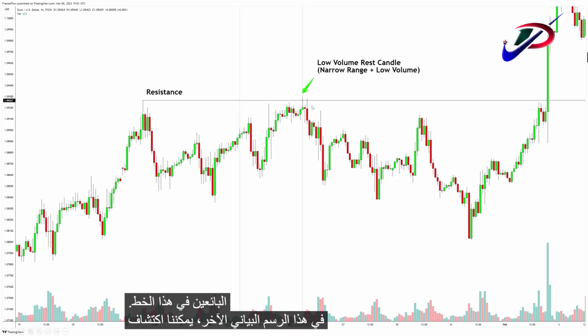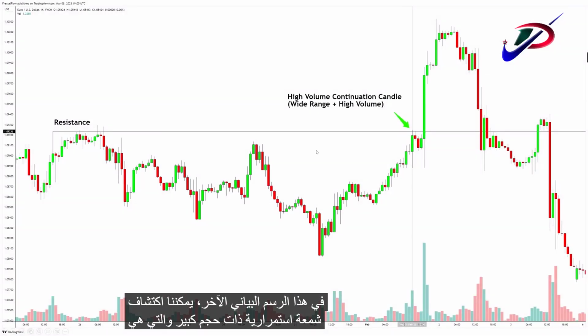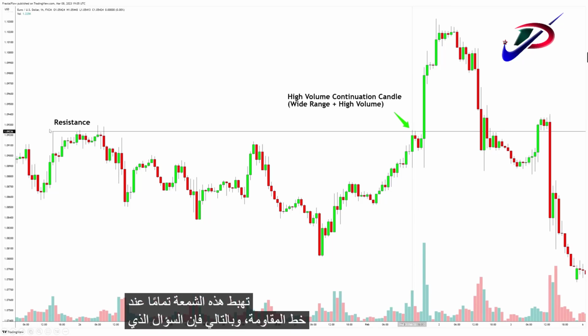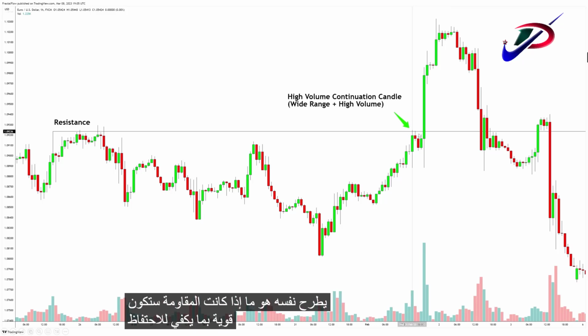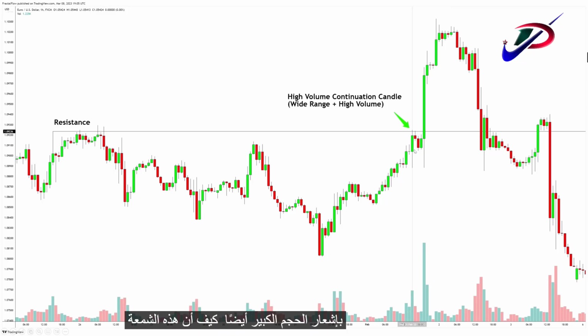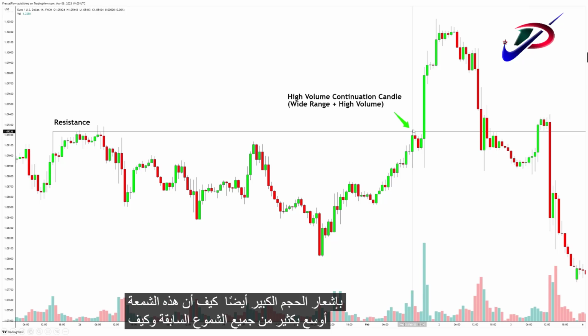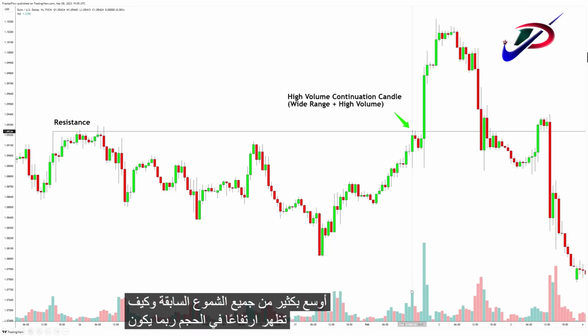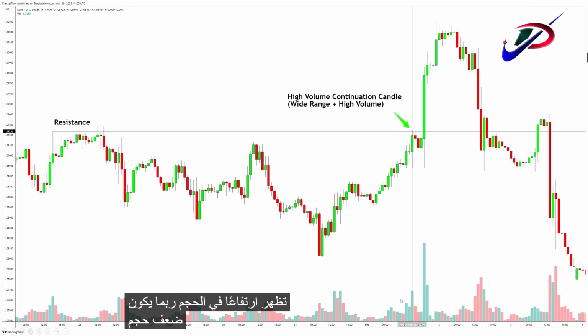In this other chart, we can spot a high volume continuation candle, which is simply the combination of wide range with high volume. This candle lands exactly at a resistance line, so the question that emerges is whether the resistance will be powerful enough to hold the high volume. Notice also how this candle is much wider than all the previous candles and how it shows a spike in volume, which is perhaps twice the volume of a normal candle.